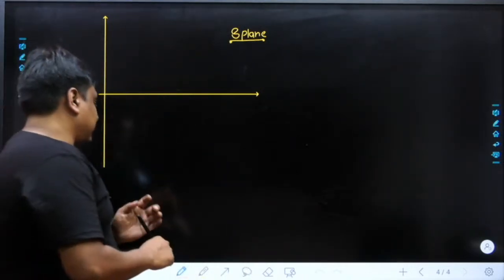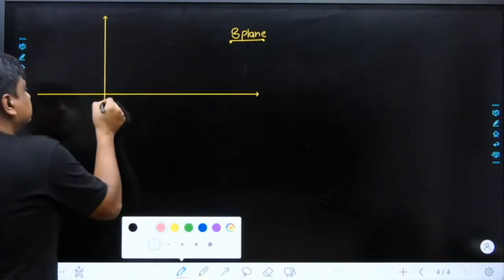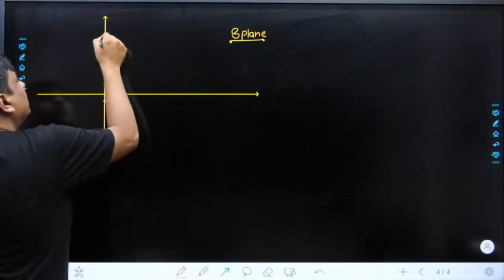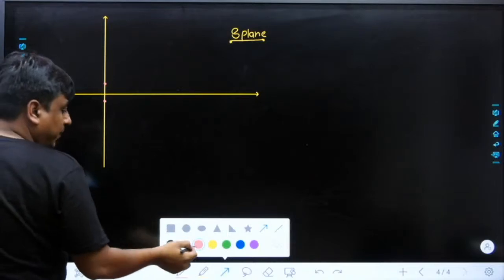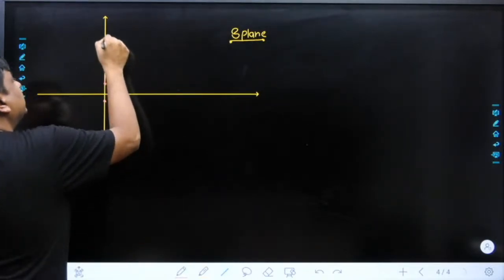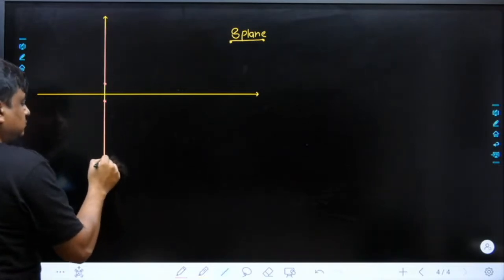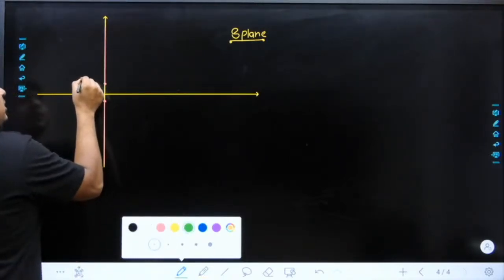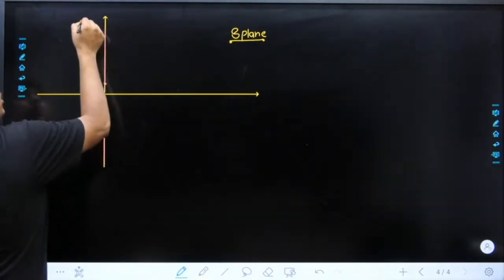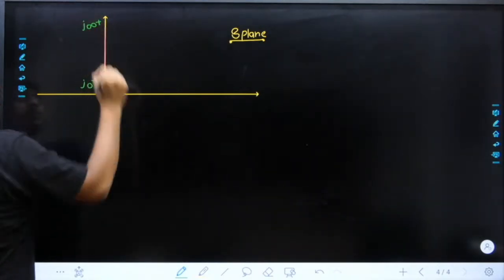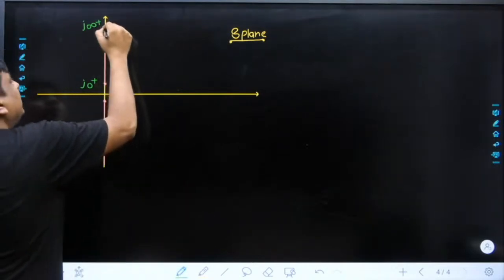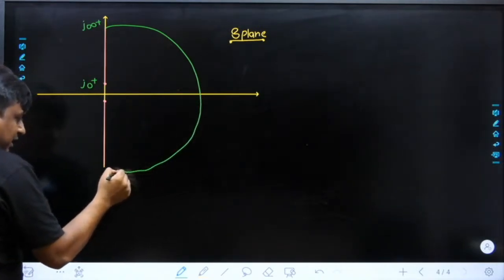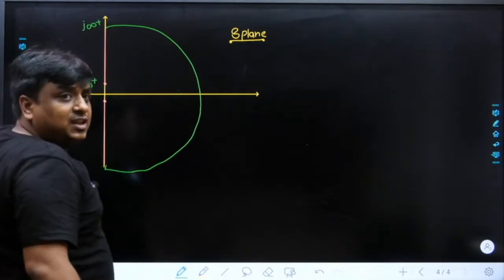So Nyquist has played smartly. What he did, try to understand. He took a path like this. Let's take this point as omega equals 0 plus, this point as omega equals infinity plus, and now from infinity plus to infinity minus, he took a semicircle with the radius equal to infinity.